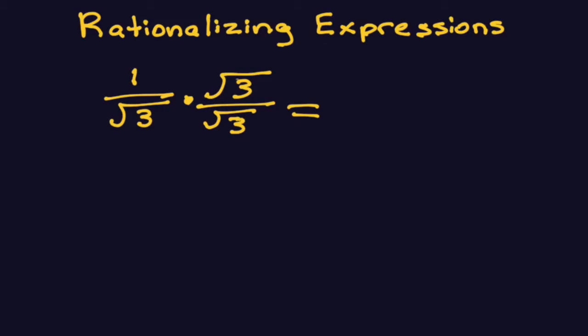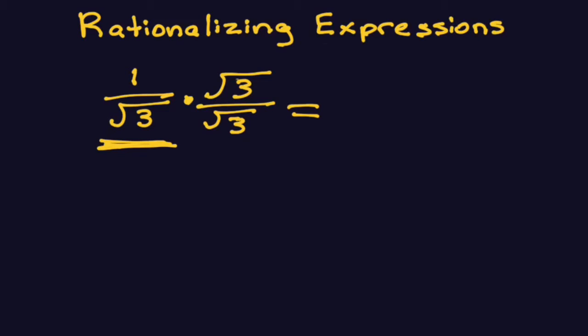So what's important to know from this is that if you have a fraction and you want to rationalize it, you're going to multiply the top and bottom by the square root you want to get rid of. So if you have a square root as your denominator, multiply the top and the bottom by that square root, and you'll eventually get rid of it.